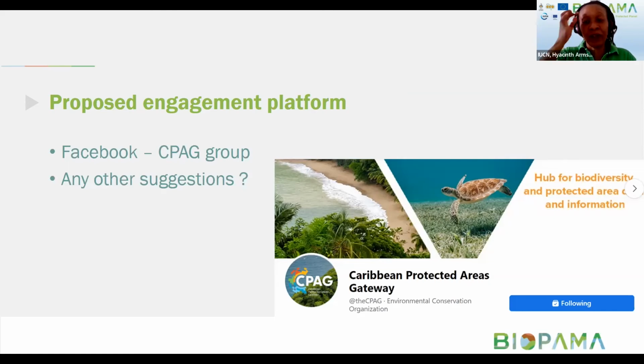So I guess those who did not want to vote, it's neither here nor there, or you'll wait to see how things progress. So we would aim to use the Caribbean Protected Areas Gateways Facebook page and create a group within there to establish the network. Again, though, as we move forward, if there are any other suggestions or any other options that come up, then that is something that we would put to the network to make a decision on.